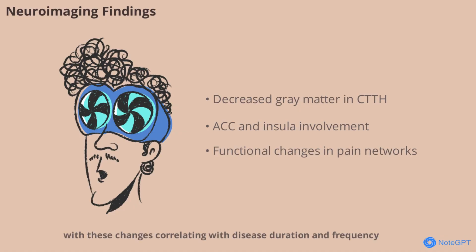Episodic TTH may present with increased gray matter in certain areas, suggesting different mechanisms at play depending on headache frequency. Functional imaging also reveals altered activity in pain modulation networks. These findings highlight the importance of the brain's role in TTH and may guide future diagnostic and therapeutic strategies.